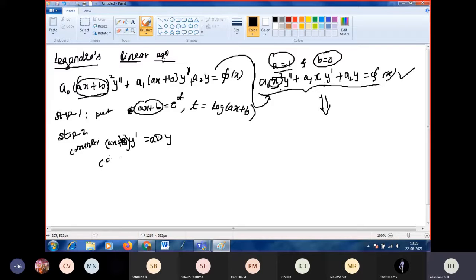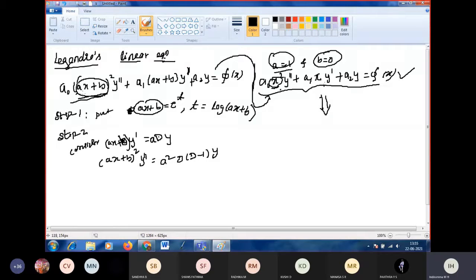Next, Ax plus b whole square into y double dash is equal to a square into D into D minus 1 into y. Did you clear? Yes, ma'am. Okay.